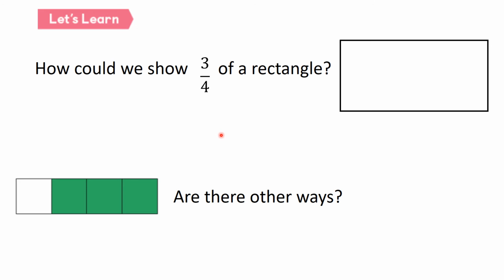Are there other ways? Perhaps you came up with a different way of showing 3/4. As long as your rectangle has 4 equal parts like mine, and you've coloured in 3 of them, then you're showing 3/4.